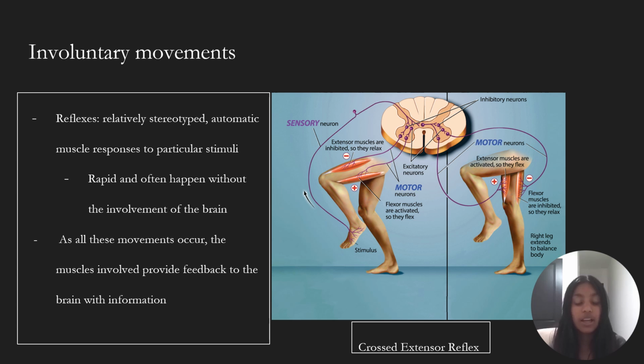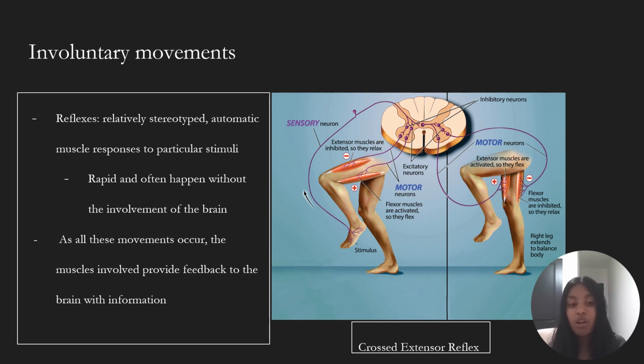The next slide talks about involuntary movements, which are basically reflexes. They're relatively automatic muscle responses to particular stimuli. They're rapid and often happen without brain involvement. And as all of these movements occur, the muscles involved provide feedback information to the brain.